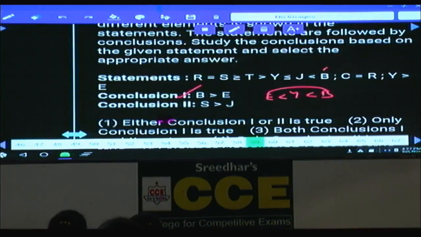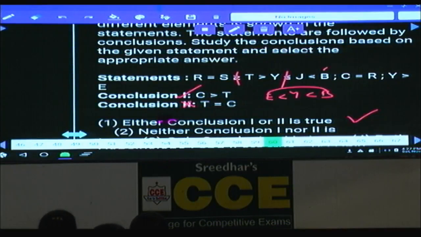Then the second, S and J. Between S and J, greater than, lesser than, two opposite symbols, it is false. Hence only conclusion 1 is true, that is choice 1. 59, choice 1. Then coming to question number 60.